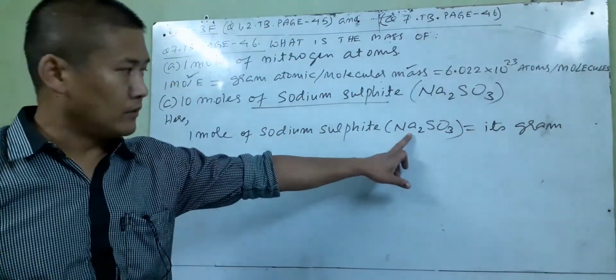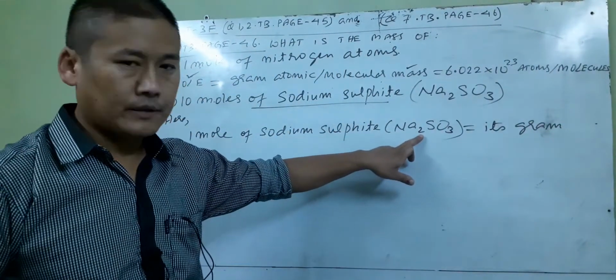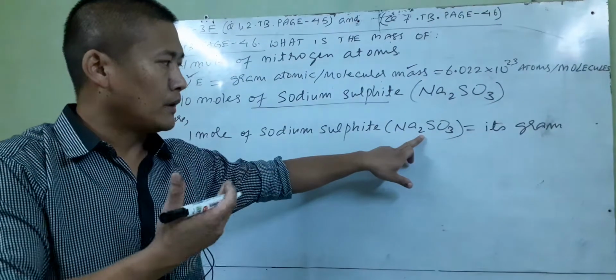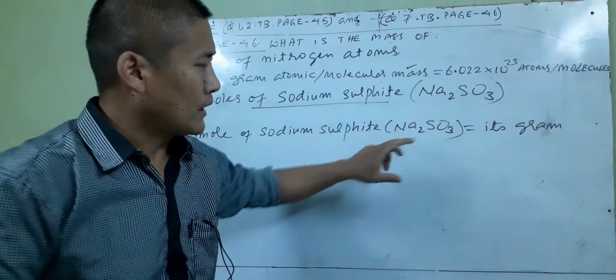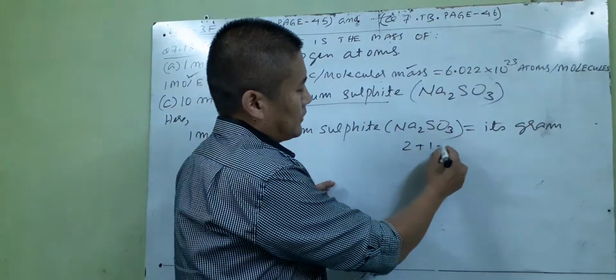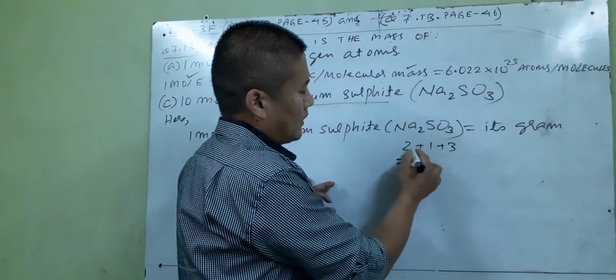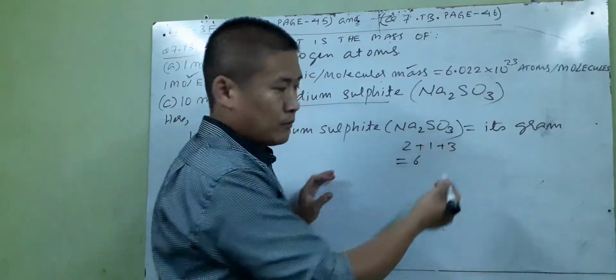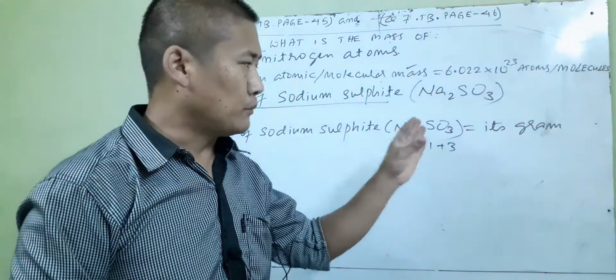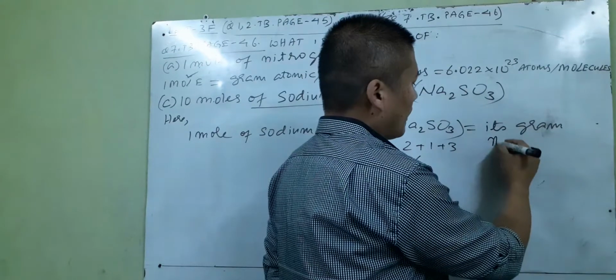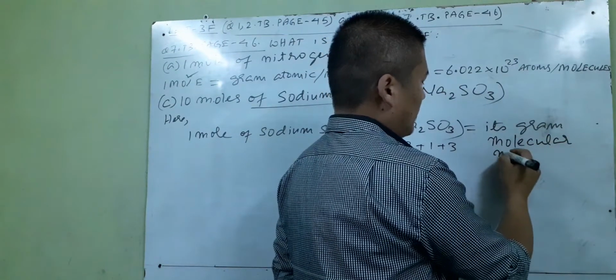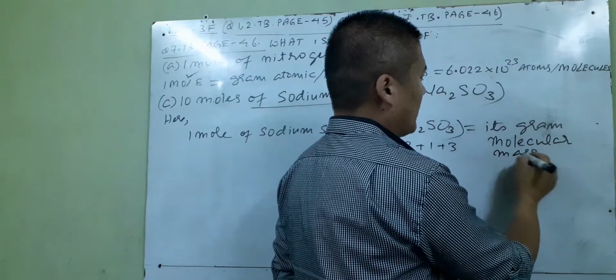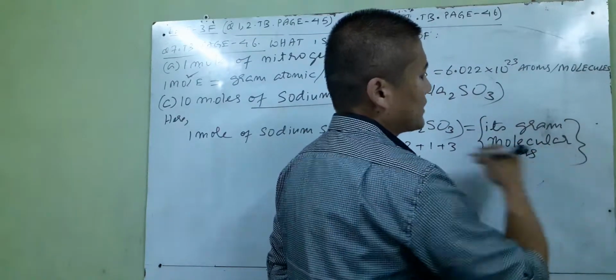Now look at the molecule. There are how many atoms here? At the back is the number of atoms, as we said in previous videos also. 2 sodium atoms, at the back of S 1, so 1 sulfur atom, and 3. So this is 6 atoms. More than 1 atom is definitely a molecule. So it's gram molecular mass of sodium sulfite.